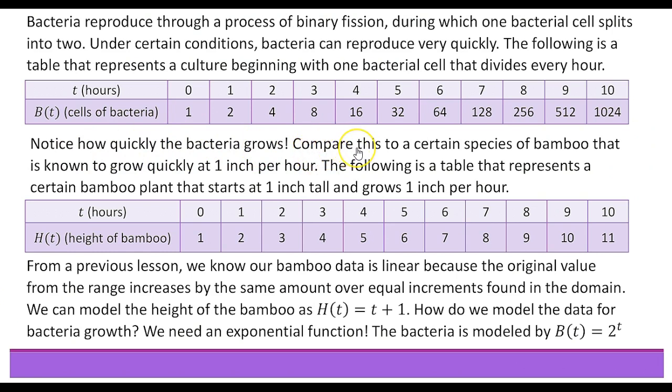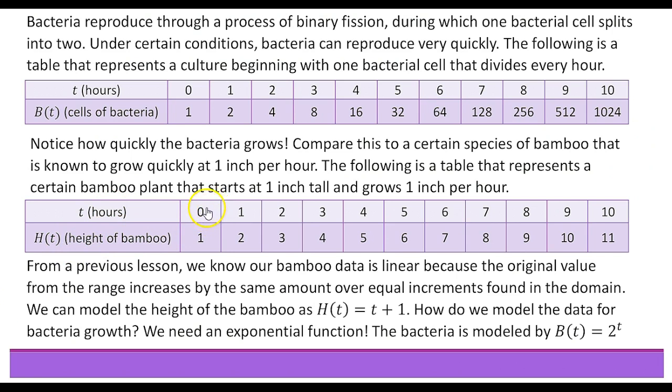If we compare this to a different model, a certain species of bamboo that is known to grow quickly at 1 inch per hour. The following is a table that represents a certain bamboo plant that starts at 1 inch tall and grows 1 inch per hour. So in this second table, I have time represented in hours, and h of t is the height of the bamboo, and that's in inches.